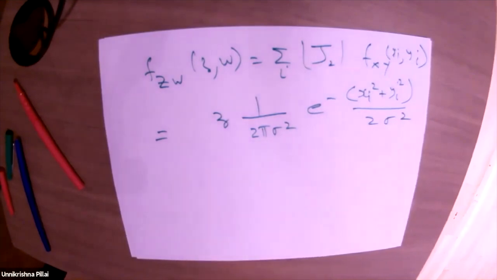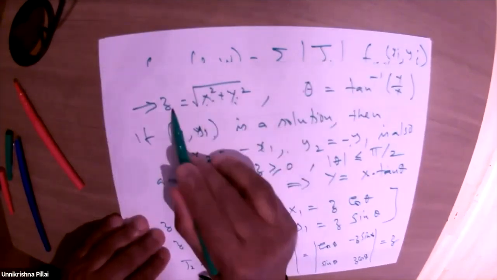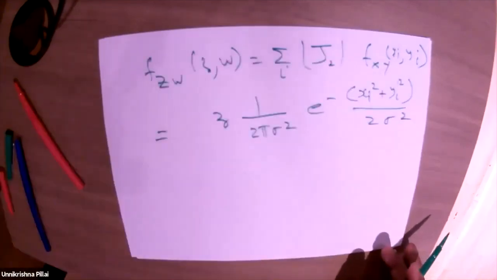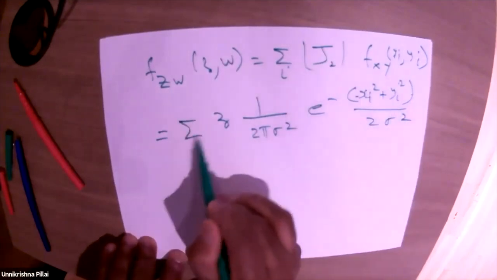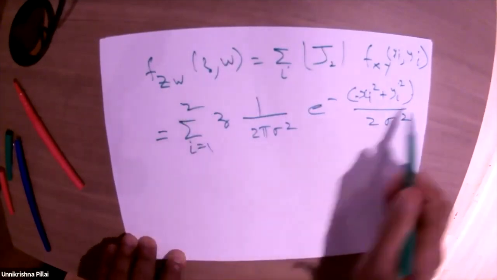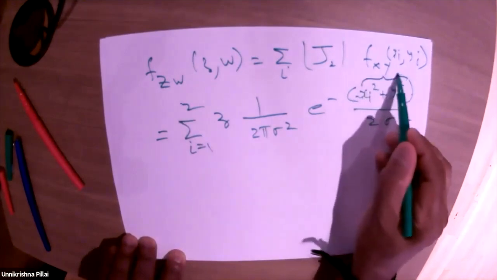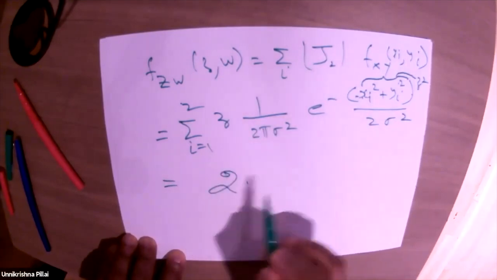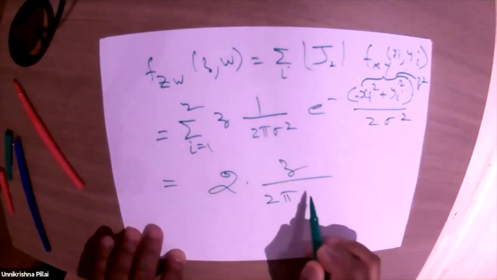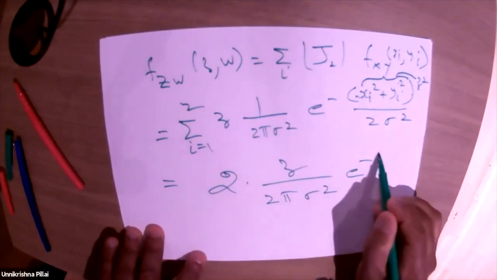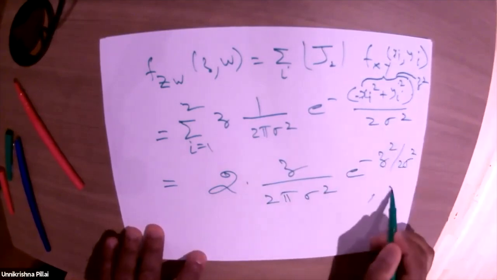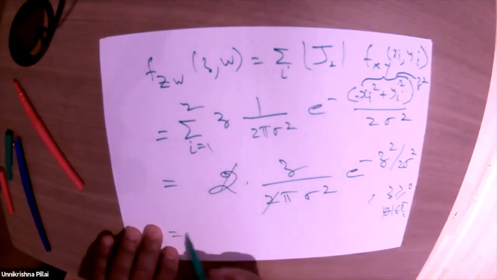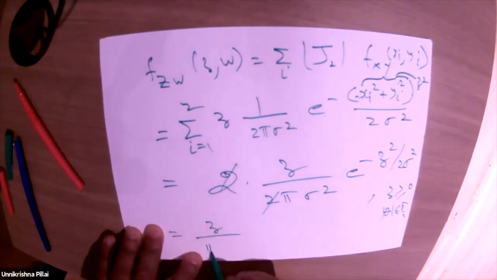But look at here. xi squared plus yi squared, z is the square root of that. So xi squared plus yi squared is z squared. I have two solutions here, but xi squared plus yi squared is z squared, so I can write this. Remember, there is no other i. So I can write 2 multiplied by z divided by 2 pi sigma squared e raised to minus z squared over 2 sigma squared, z positive, theta less than pi by 2. The 2 cancels. So the final answer, the joint density function, is this one.